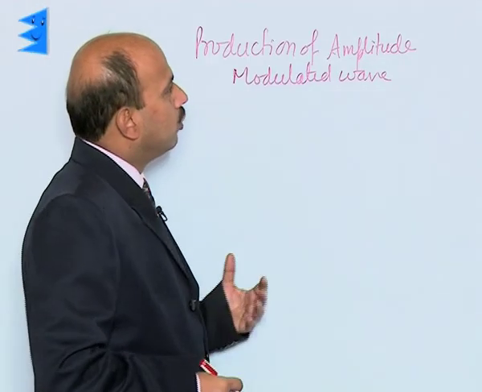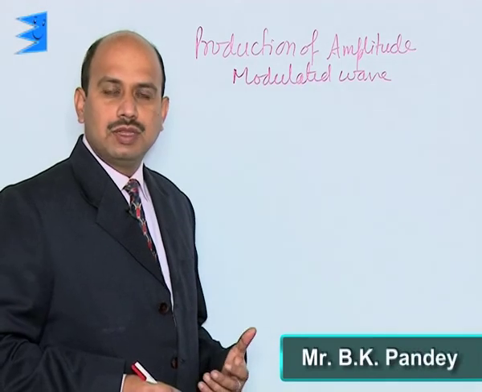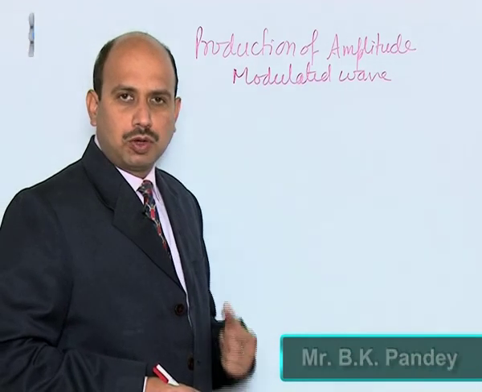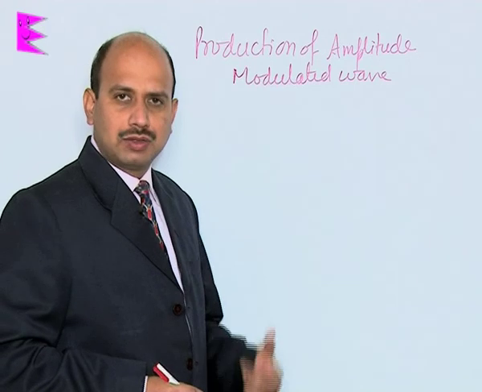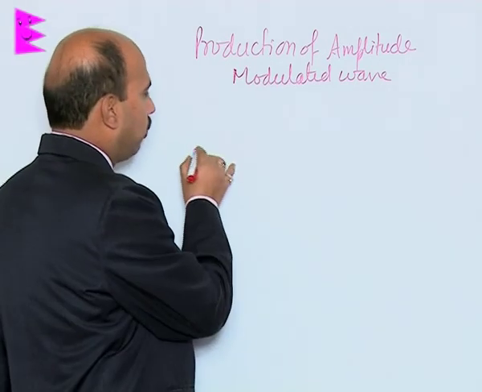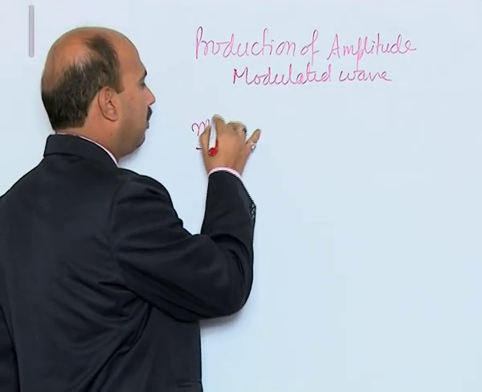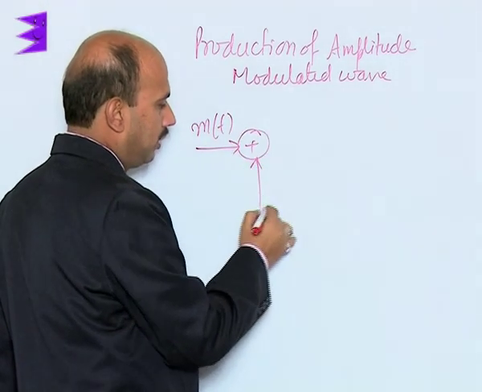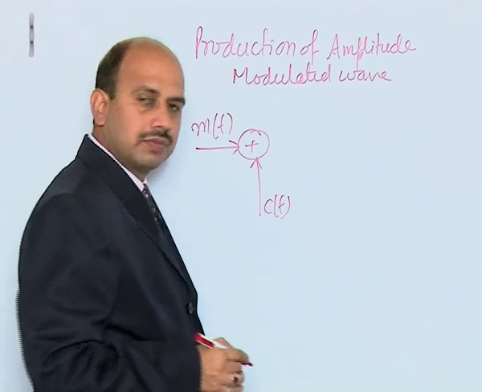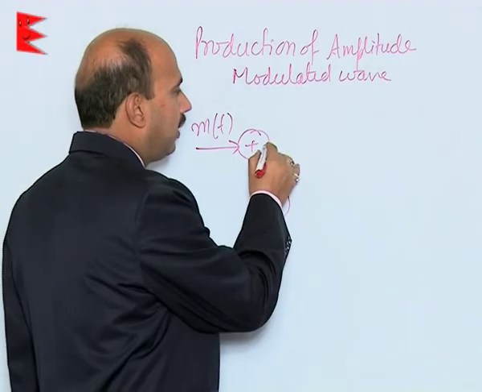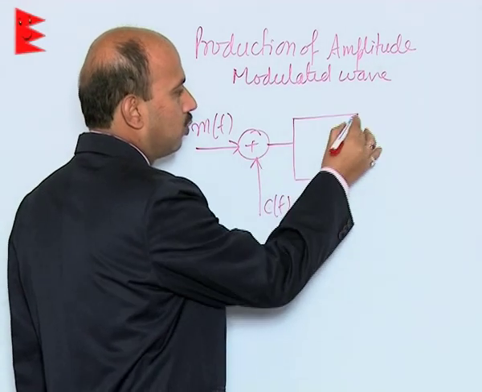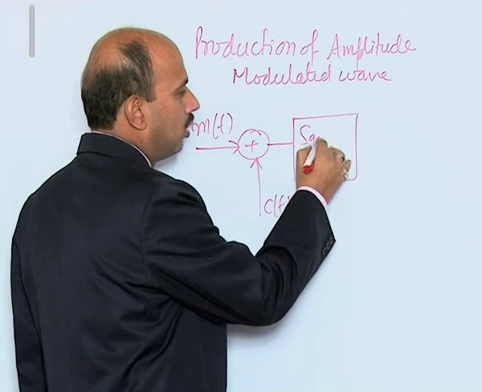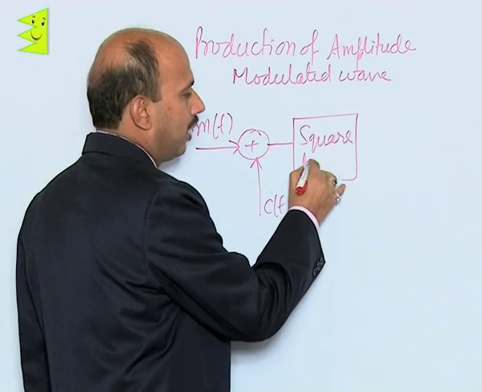Now let us see the production of an amplitude modulated wave. There are many ways to produce an amplitude modulated wave, but let us discuss one method here. Suppose this is the modulating signal. These two are added at this point, and there is the carrier wave signal. After addition, these signals are passed through a device called a square law device.